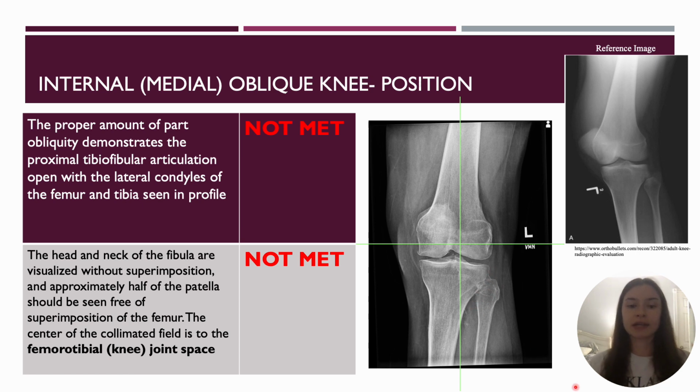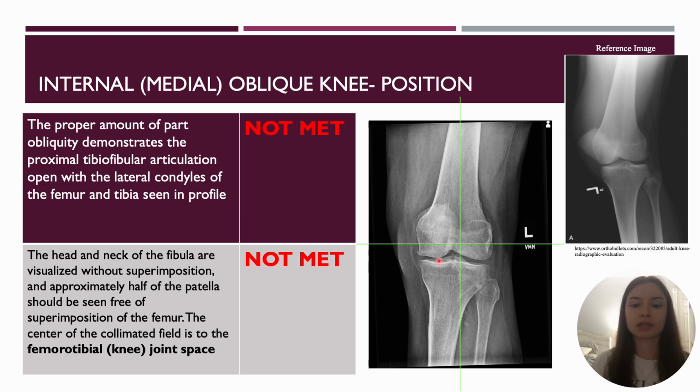The next criteria is the head and neck of the fibula are visualized without superimposition and approximately half of the patella should be seen free of superimposition of the femur. The center of the collimated field is to the femorotibial joint space. Once again, I said not met for this one because if you look at that patella, half of the patella is not seen free of superimposition.